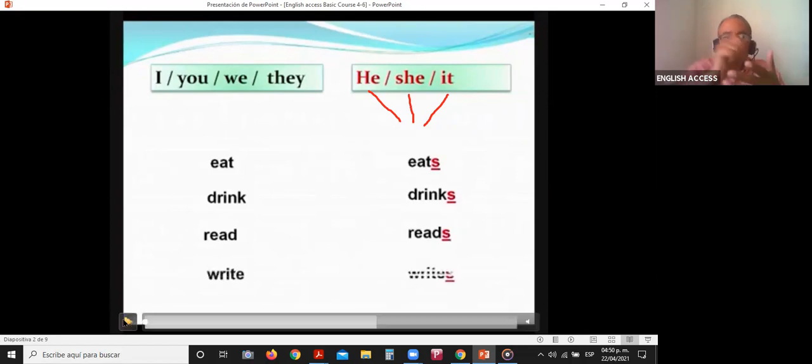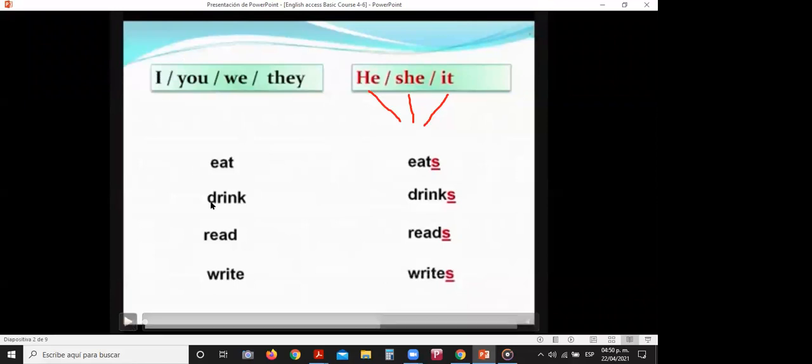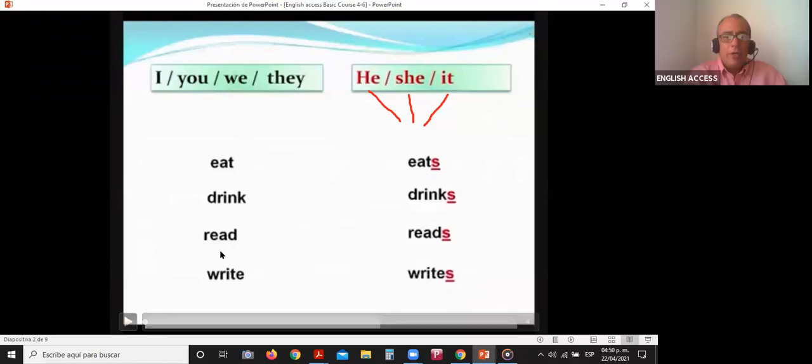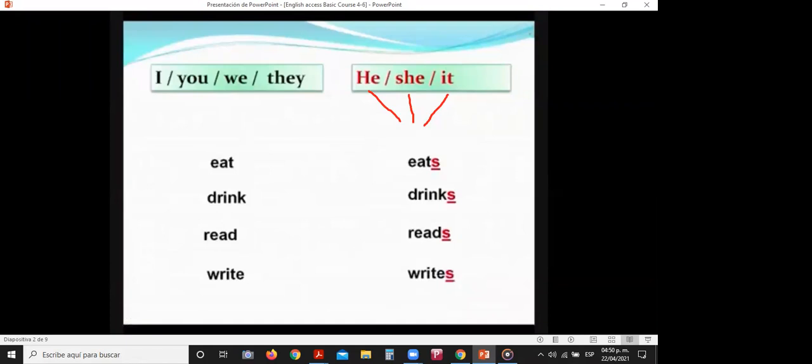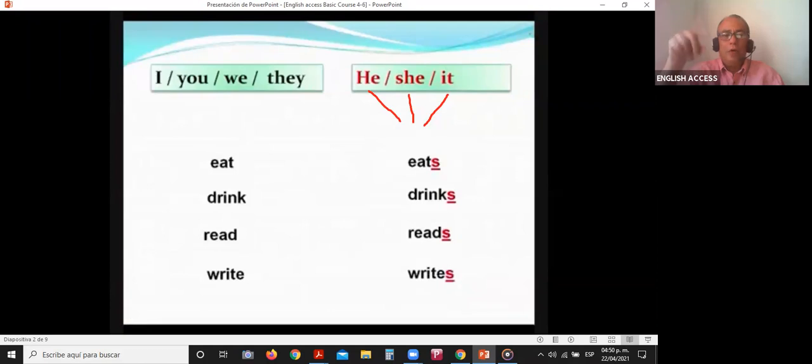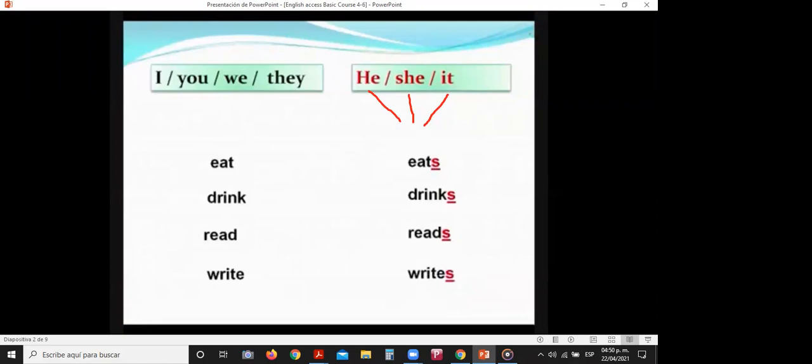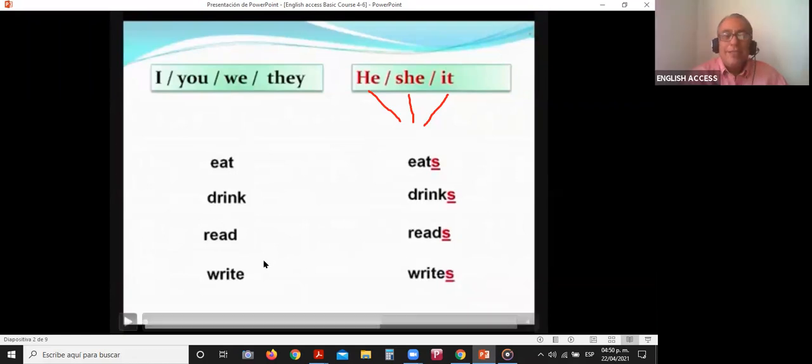Write is another example. Write. I write, you write, we write, they write. But he, she, it, can you repeat together, Carolina and Antonio, please? 1, 2, 3. He writes. She writes. It writes. You too, Antonio? 1, 2, 3. He writes. She writes. It writes. Very good. That's the way we change the verb.